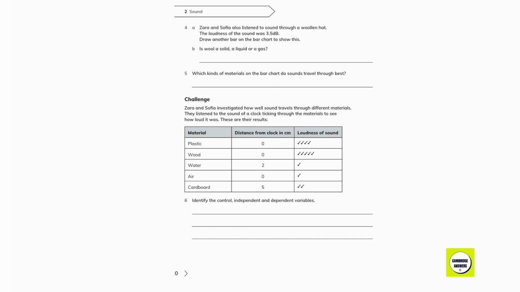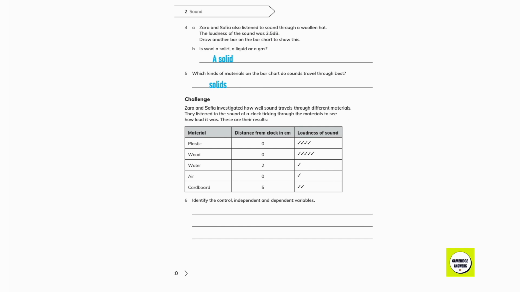Zara and Sophia listened to the sound through a woolen hat. The loudness of the sound was 3.5 decibel. Draw another bar on the bar chart to show this. We've already done that. Is wool a solid, a liquid, or a gas? A solid. Which kinds of materials on the bar chart do sounds travel through best? Solids.